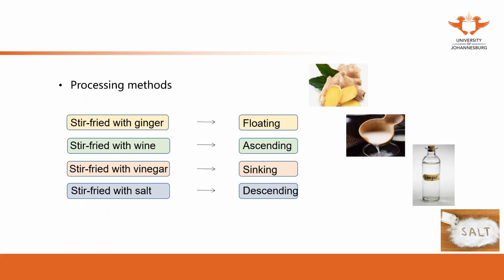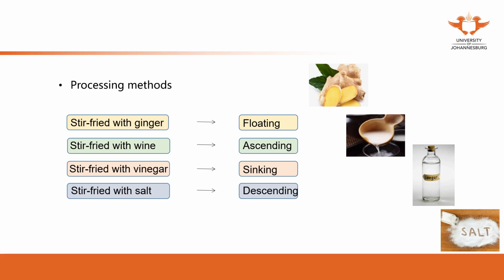How can the processing method affect the direction? Vinegar, ginger, wine, and salt. If we process the herbs with the ginger, we can improve the function of floating. If we stir fry with the wine, we can create this ascending. Stir fry with vinegar, sinking. Stir fry with salt, descending. So that's the processing method.